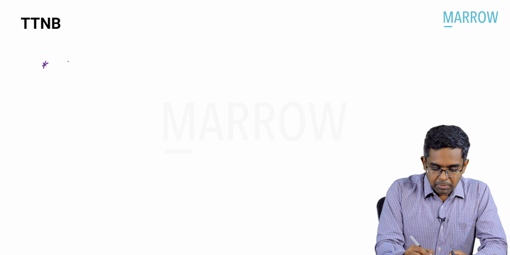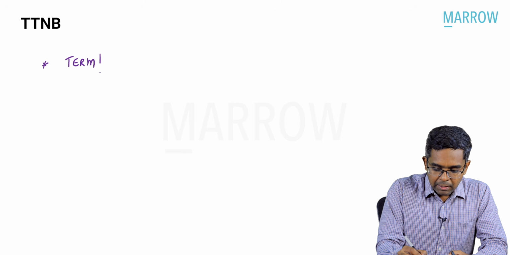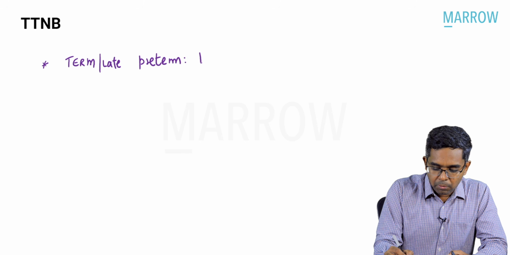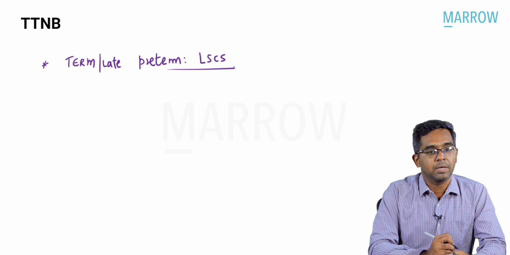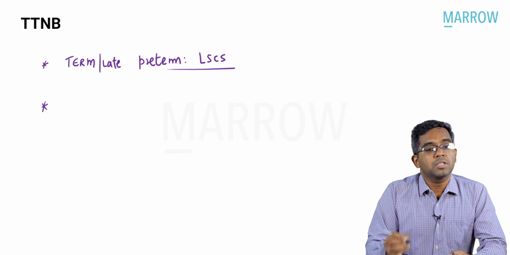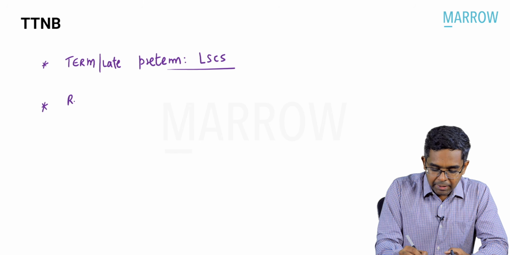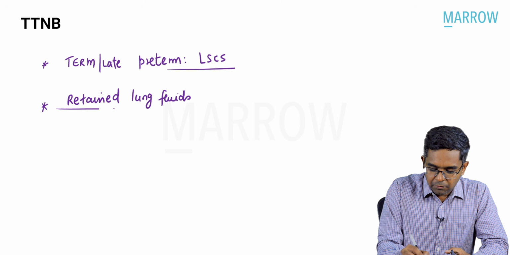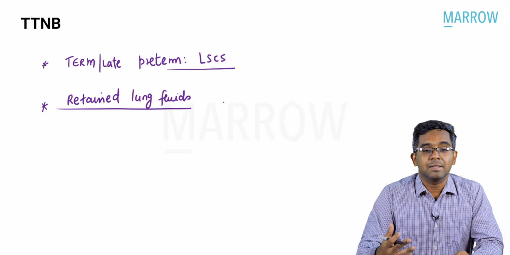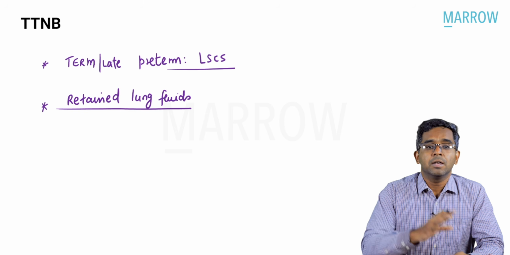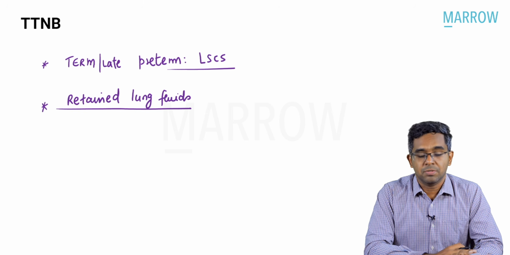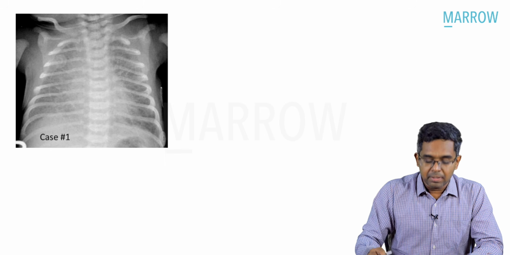First and foremost thing, it's common in term or late preterm babies who are delivered by lower segment cesarean section. That is number 1. Number 2, the reason for respiratory distress in this condition is due to retained lung fluids. It's basically the lung fluids are cleared later compared to a normal situation, right? Delayed clearance of lung fluid or retained lung fluid is the reason for this respiratory distress in this condition, and this can be made out with the help of the X-ray.